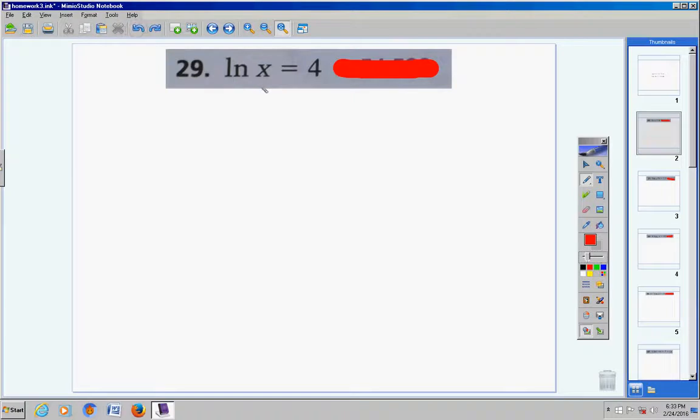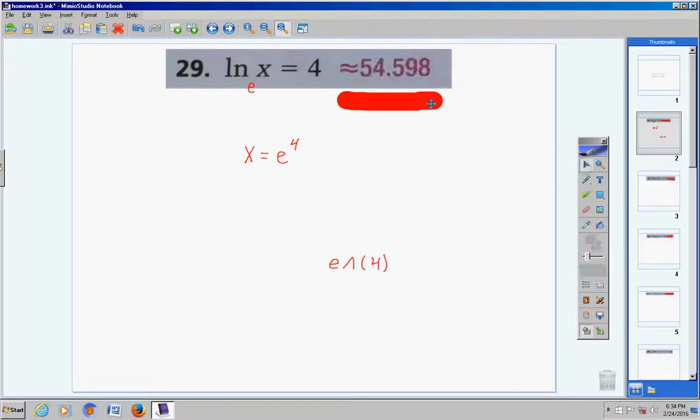Step two is to write it exponentially, so my base is right here. If I wrote this exponentially, it would look like this: x equals e to the 4 power. Type this into your calculator, e to the 4th power. You would hit your E button, and then type in 4, and then hit enter, and you will get this right here.